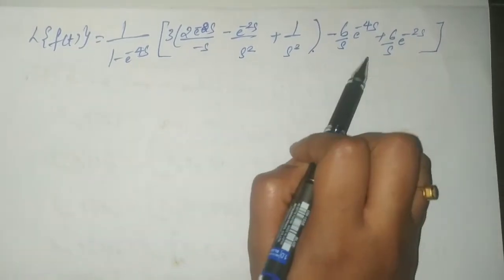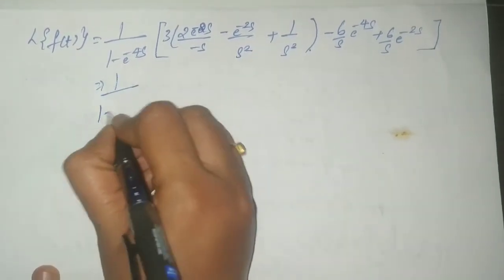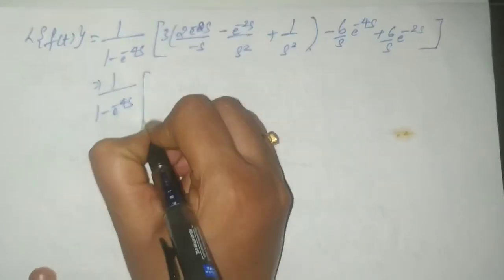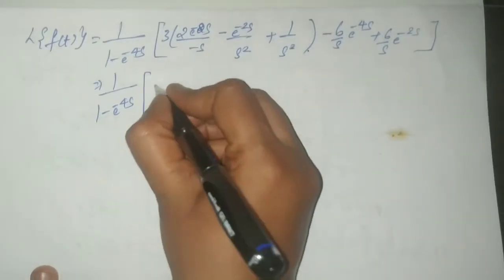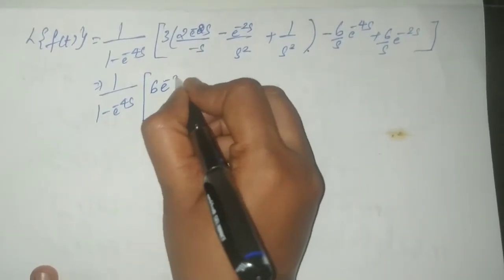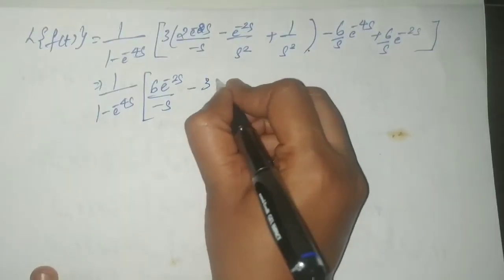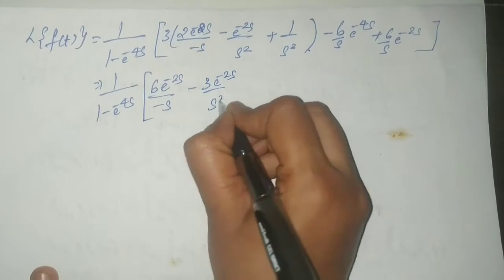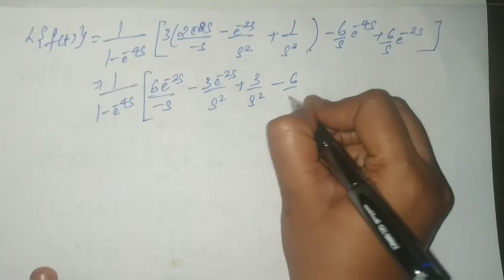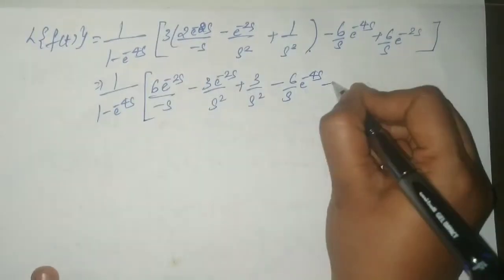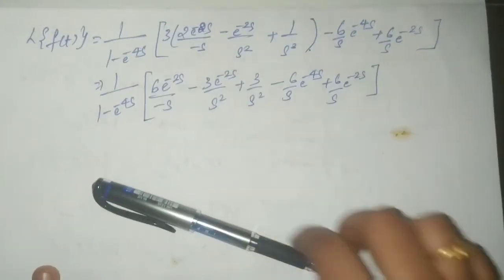So I have rewritten the last step again. From here we are going for the simplification. So 1 by 1 minus e power minus 4s. You can write all together, but this term is entirely multiplied by 3. 3 2s are 6, minus 2s by minus s, minus 3 e power minus 2s by s square, plus 3 by s square, minus 6 by s e power minus 4s, plus 6 by s e power minus 2s.